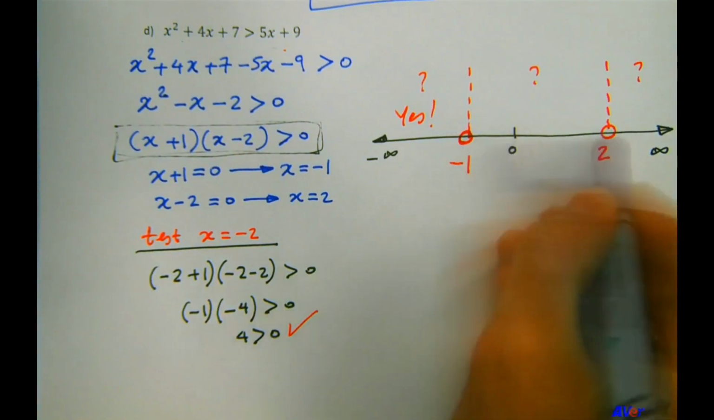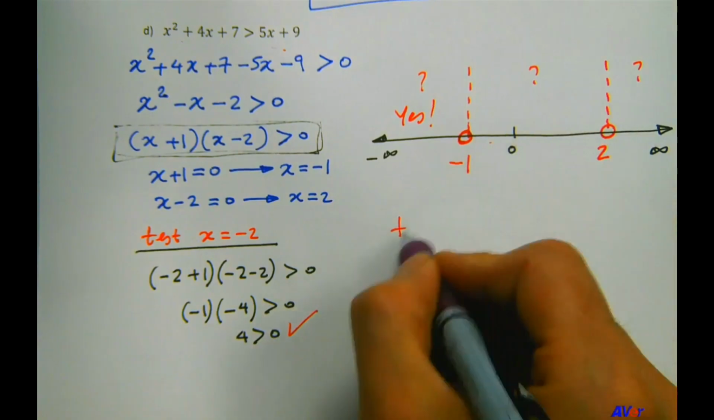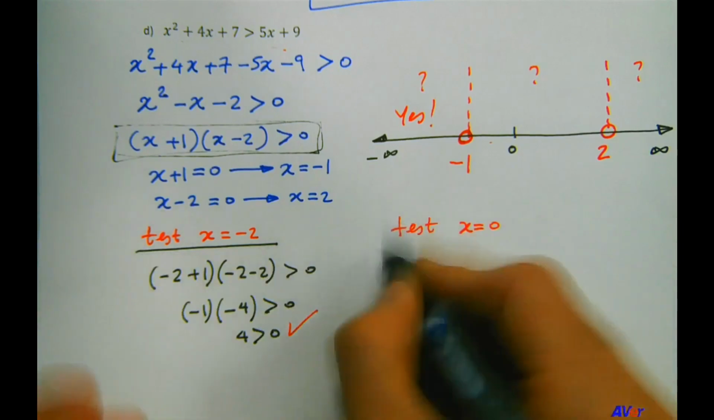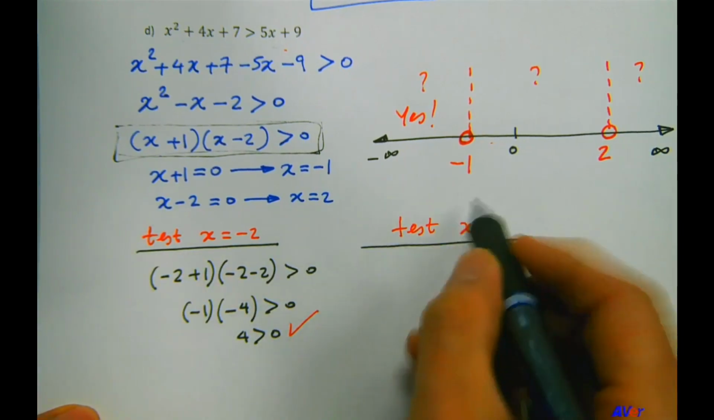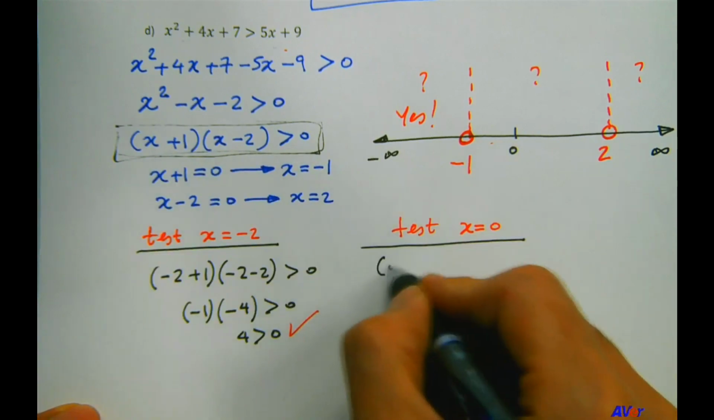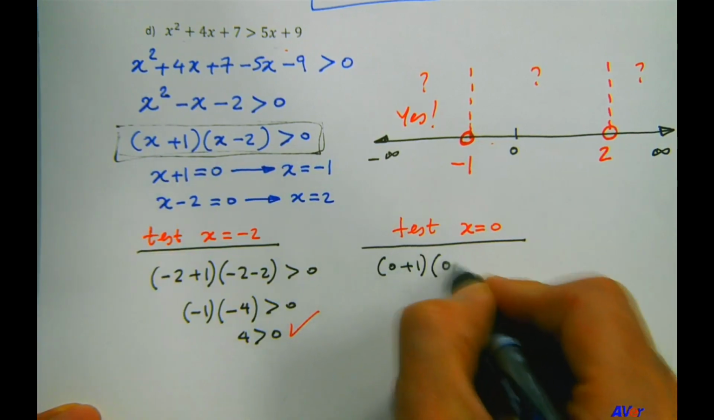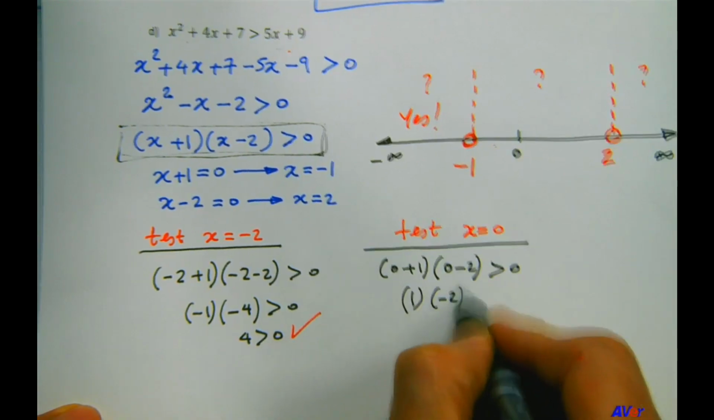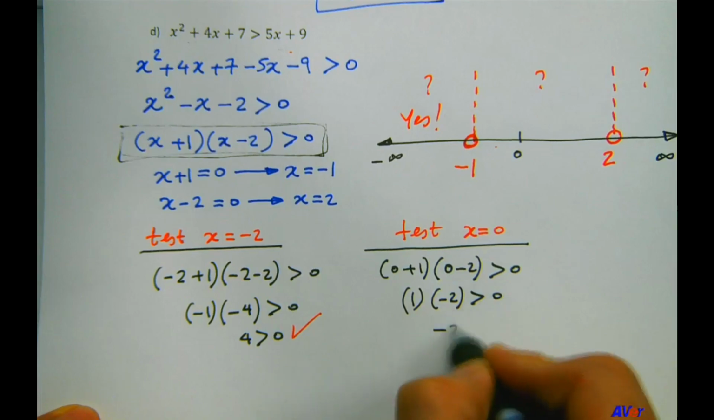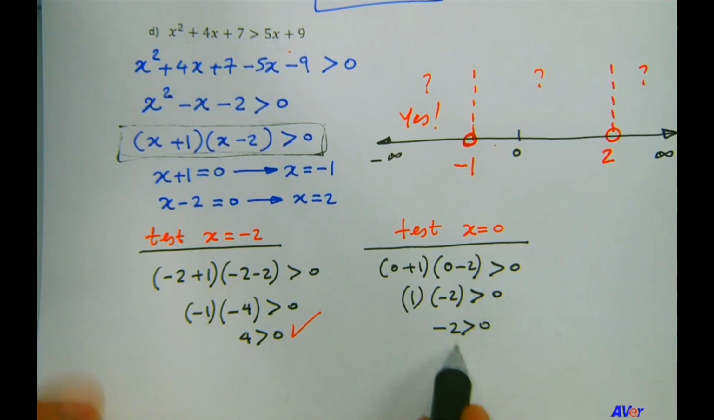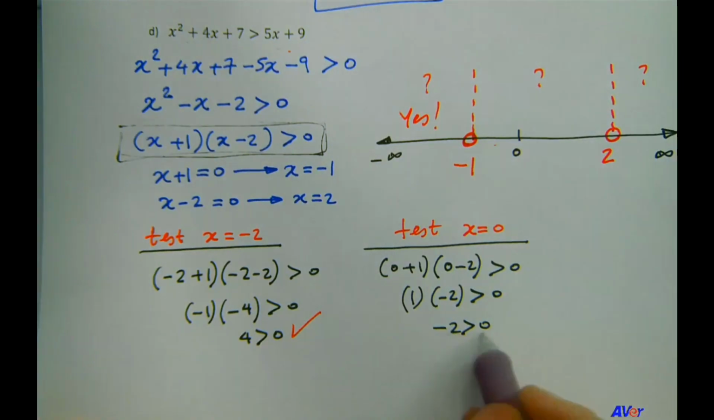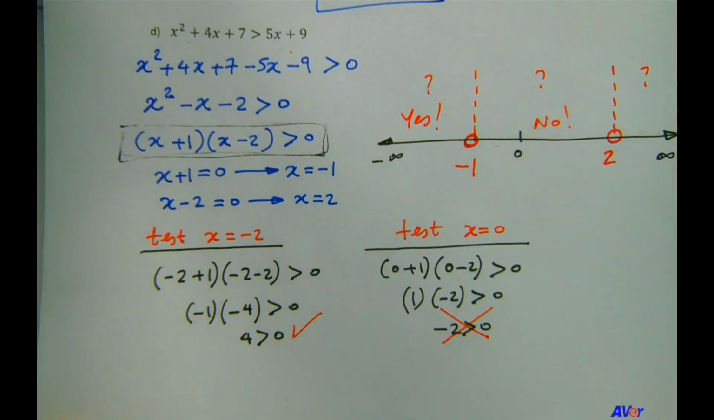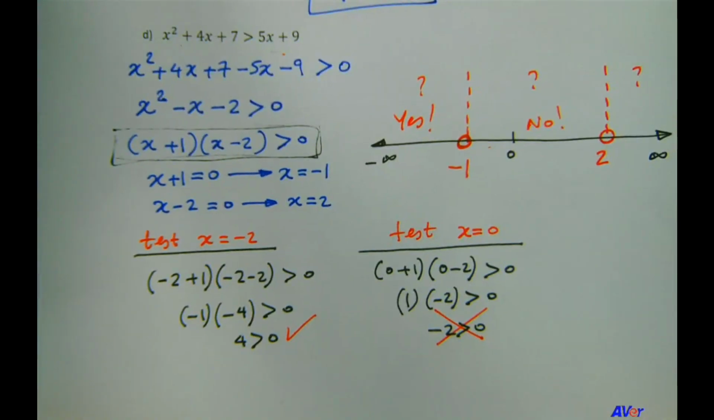Okay? Let's pick an easy number in this region, which would be x equals 0, right? Plug that number here, 0 plus 1 times 0 minus 2, like that. So this is 1 times -2, -2 greater than 0. Is this a valid result? Is -2 greater than 0? No. So that region is not a solution of that polynomial inequality.